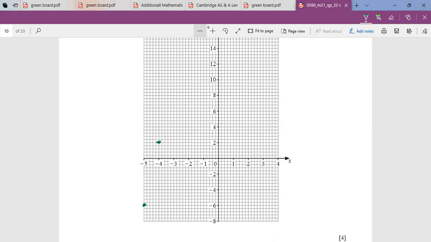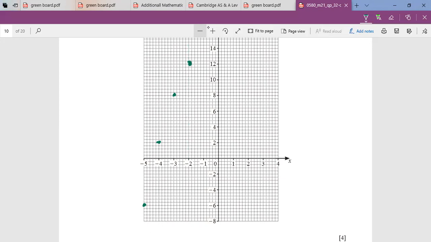Then the next one is negative 3 comma 8. So this is 8. And this is my negative 3, if I were to check. So at this point, yeah, that is where that should be. Then we have negative 2 comma 12. So negative 2 is somewhere here. Then 12 is this point. So this is what we are going to have.